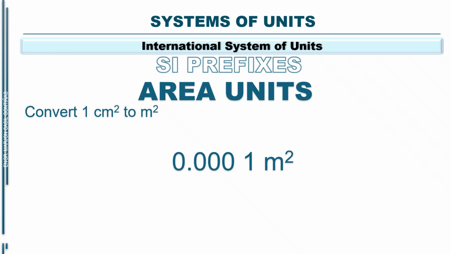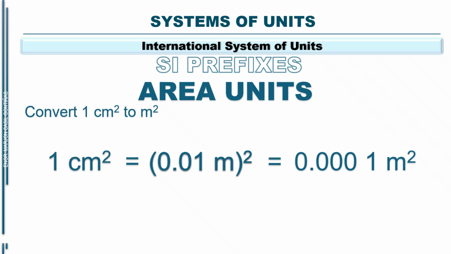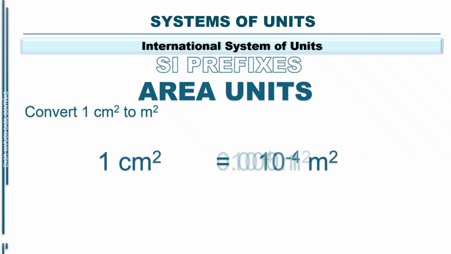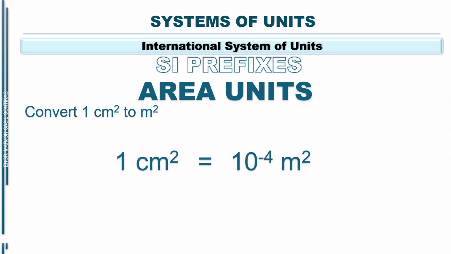So we write it as 1 centimeter squared is equal to quantity 0.01 meter squared, which is equal to 0.0001 meter squared. Or, if we use scientific notation, which we'll talk about more in a separate video, that's 1 centimeter squared is equal to 10 to the power of negative 4 meters squared. That's how you convert square centimeters to square meters. Don't forget to apply the exponent to both the number and the unit.